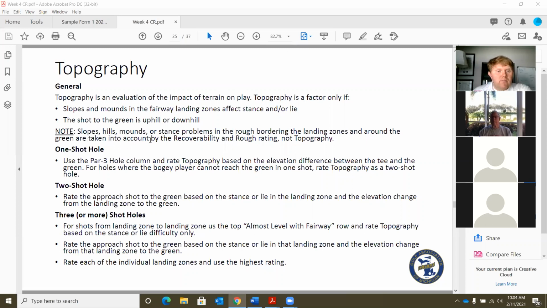All right, slopes, hills, mounds, or stance problems in the rough bordering the landing zones and around the green are taken into account by the recoverability in rough or R&R rating, not topography.